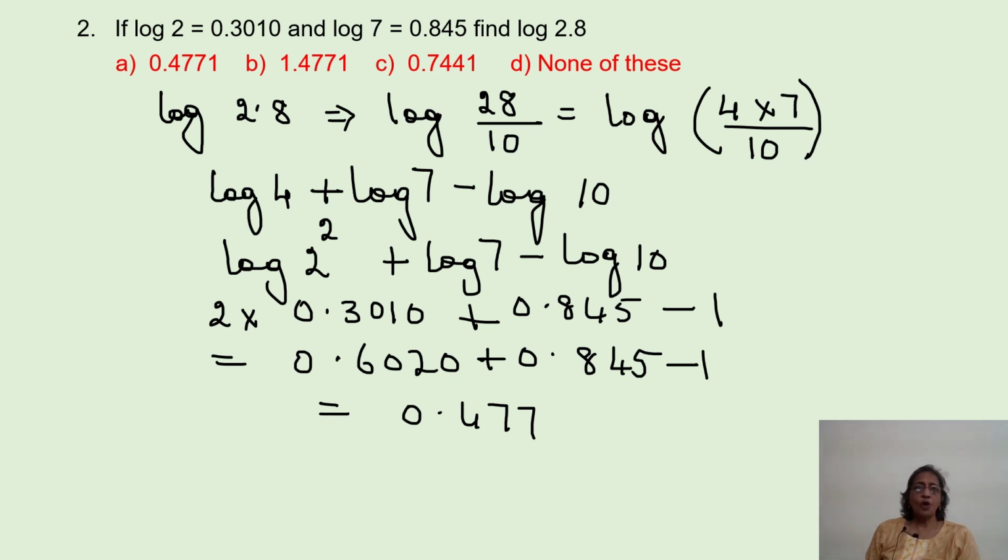Now look at your options. We have an option here, 4771, but our answer is 0.477. So our correct option in this case is going to be none of these. Though there is a difference of 1 in the 4th decimal. So if we had a 1 here, then this would have been the correct answer, but we don't have this as 1. So in this case, we should mark B as the correct option.